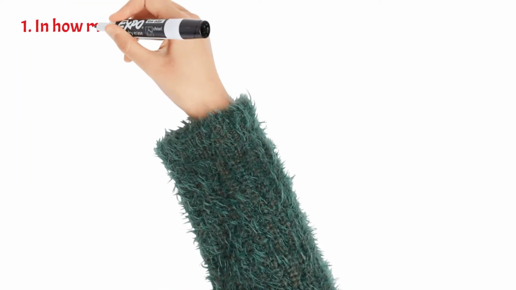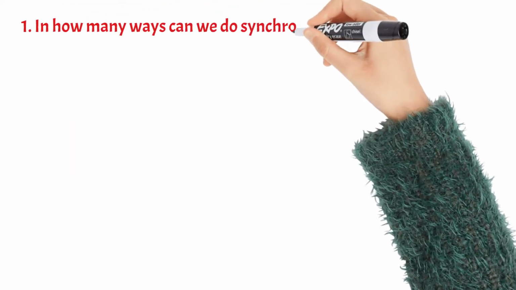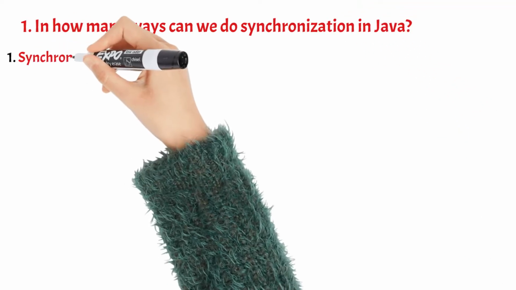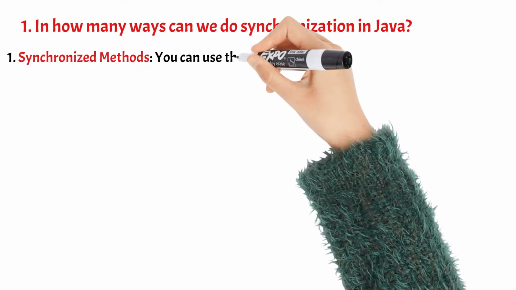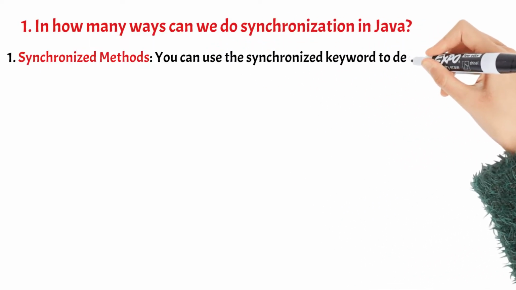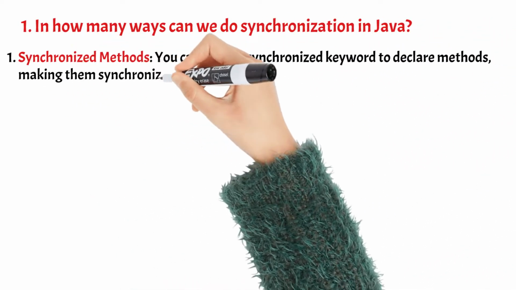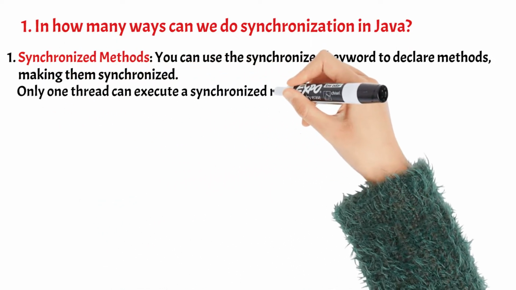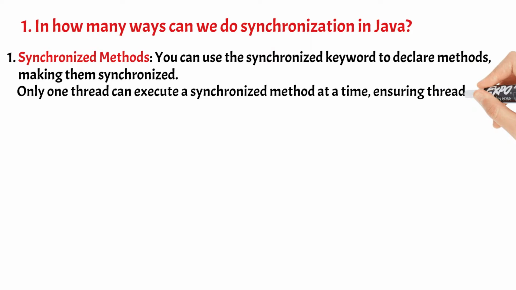1. In how many ways can we do synchronization in Java? 1. Synchronized methods. You can use the synchronized keyword to declare methods, making them synchronized. Only one thread can execute a synchronized method at a time, ensuring thread safety.